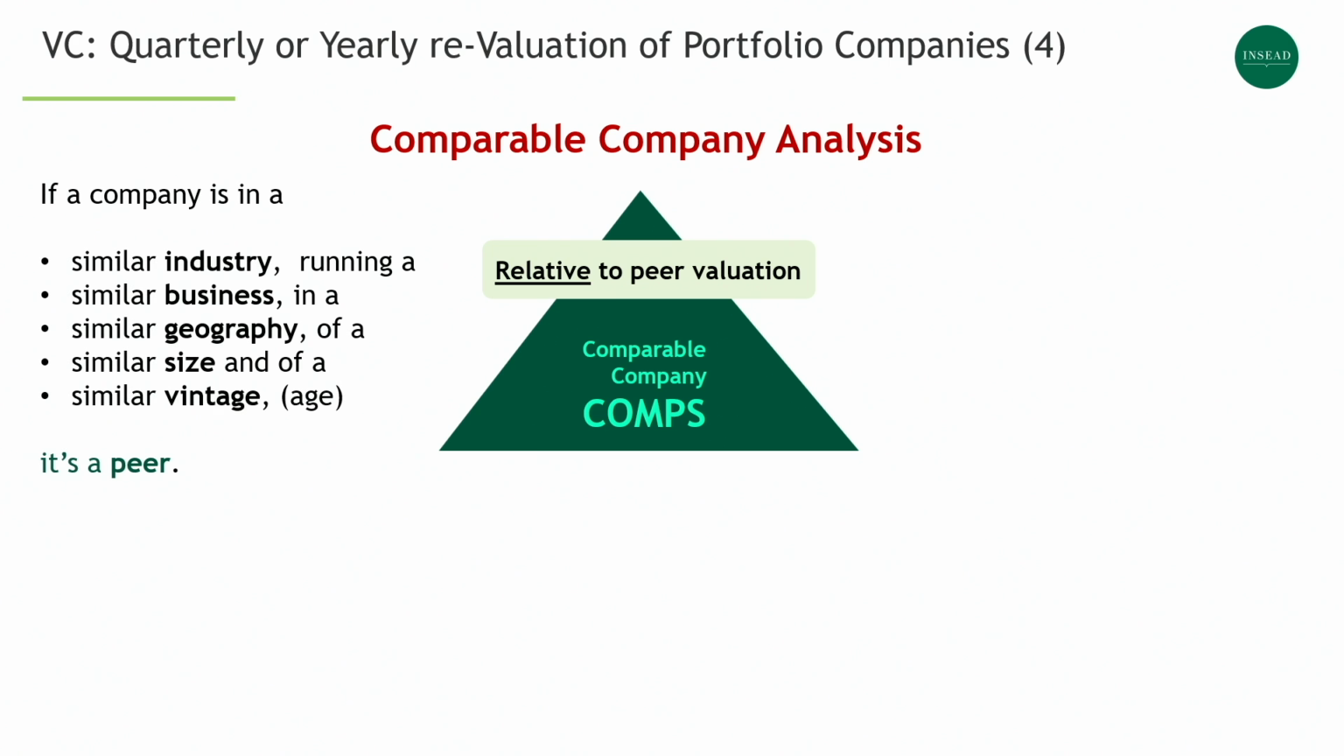So in this case, we're looking at the company relative to peer valuation. So what is a peer company? It's a company that is in a similar industry, running a similar business, similar geography, similar size, and ideally similar vintage. That means similar stage and maturity.